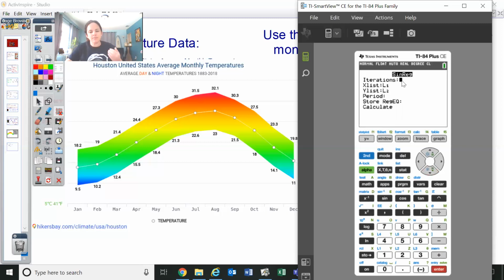Iterations means the amount of times it's going to run that cycle through the program to find your equation. Please just leave that on the default of 3. We have our x's in L1 and our y's in L2, that's correct. You'll see the period is here in case you want to tell it what period to use, which is kind of nice. In this case, we know that the period should be every 12 months.